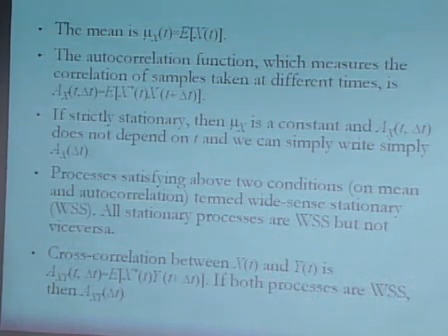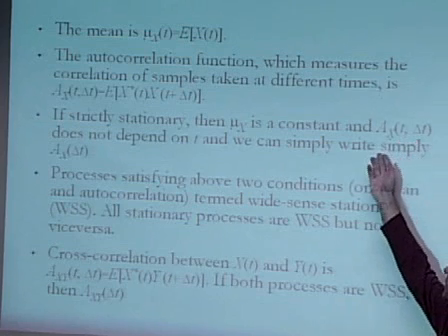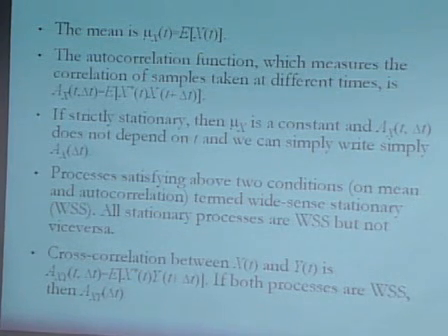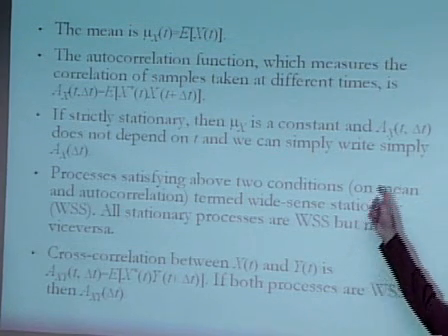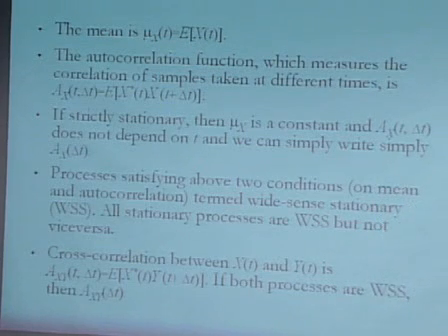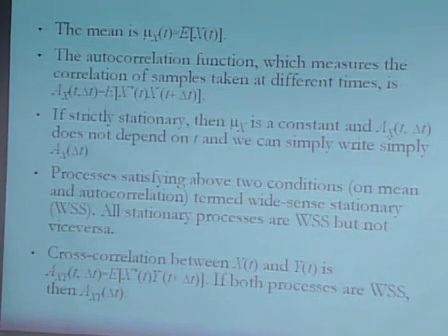Okay? So if a process is stationary in the strict sense, then it follows these two conditions. The mean is constant, and the autocorrelation only depends on delta t. Now, there are processes that satisfy these two conditions, but are not stationary in the strict sense. So those are called stationary in the wide sense. So it's a less strong condition. It's a milder condition. Okay.